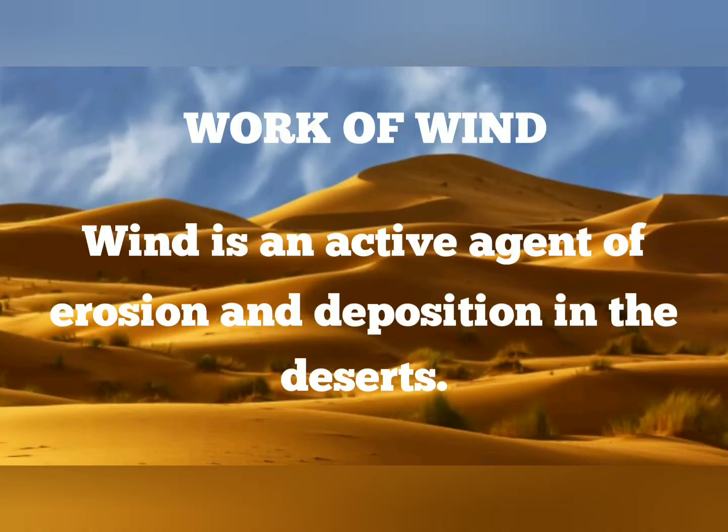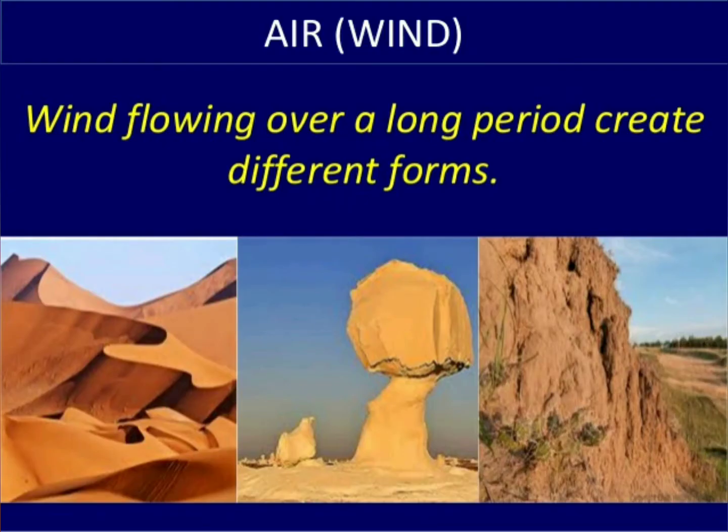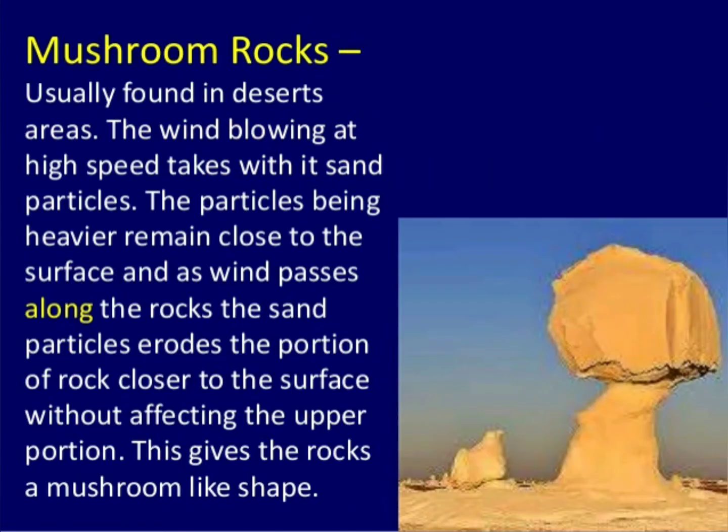Work of wind. Wind is an active agent of erosion and deposition in the desert. The wind flowing over a long period creates different landforms. Mushroom rocks. Usually found in desert areas. Mushroom rocks are common in desert areas.